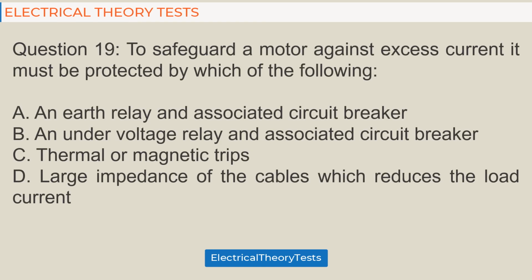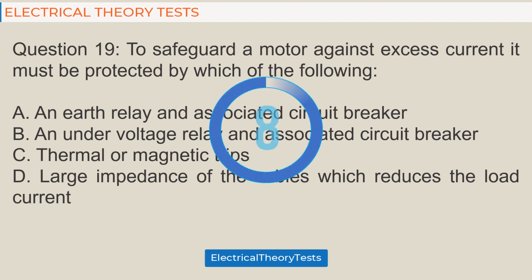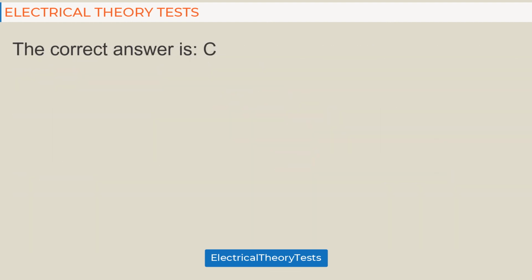Question 19. To safeguard a motor against excess current, it must be protected by which of the following? A. An earth relay and associated circuit breaker. B. An undervoltage relay and associated circuit breaker. C. Thermal or magnetic trips. D. Large impedance of the cables which reduces the load current. The correct answer is C.